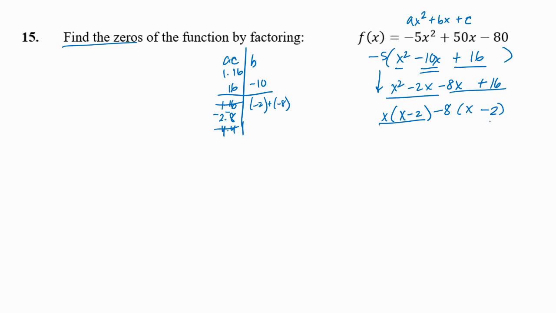Okay. This product and this product both have an x minus 2 in common that we can factor out. We factor it out from the left, we're left with x. Factor it out from the right, we're left with the minus 8. This right here is factored form.